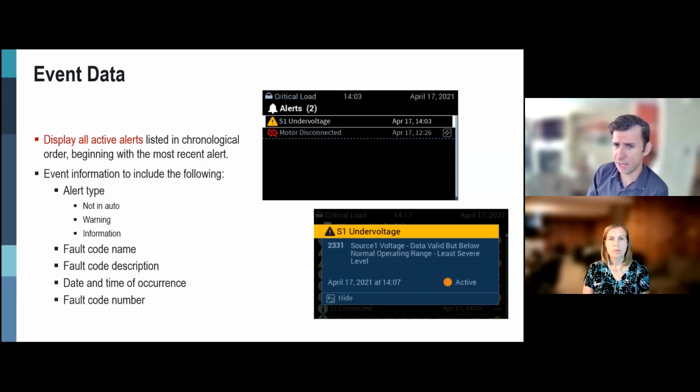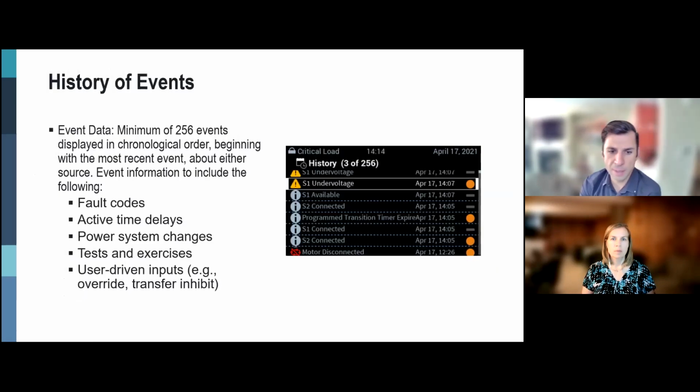Event data tells us what's happening: any active alerts, warnings, and information. We get a fault code with a code description, and that way we keep in touch if there's a problem in the system, so that we bring in the right technicians with the right tools, or know what we need to troubleshoot. History of events, we expect to also see the fault codes, the active time delays, the tests and exercises, and some user-driven inputs, and keep a record of all that so that we can go back and look at what happened in the last 100 or 200 events.